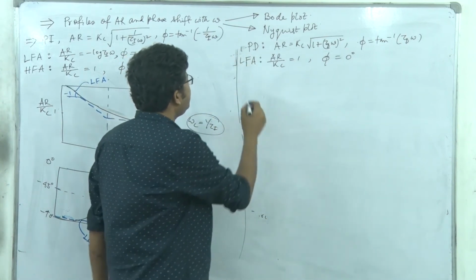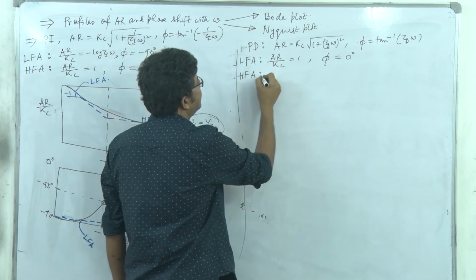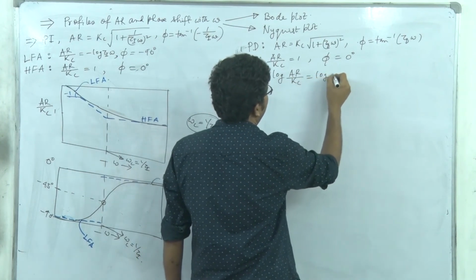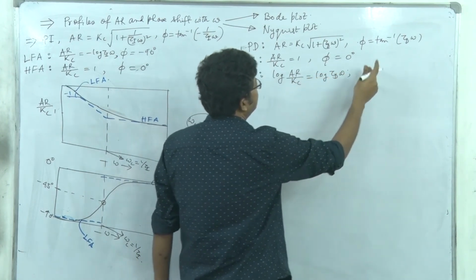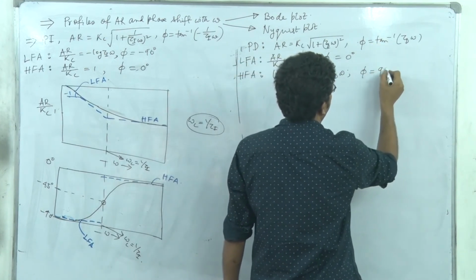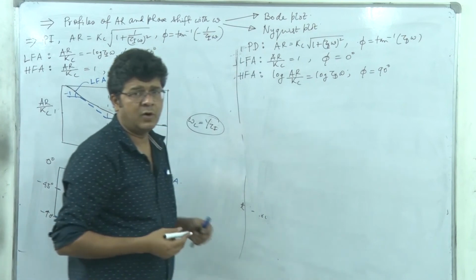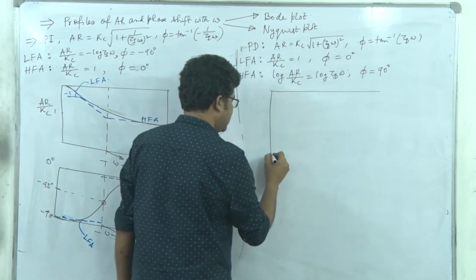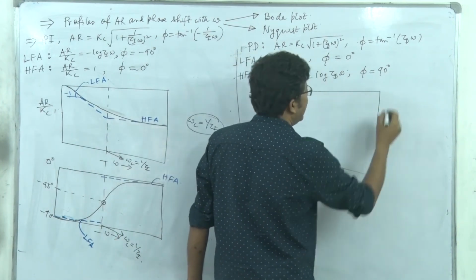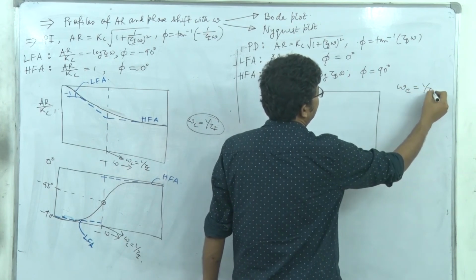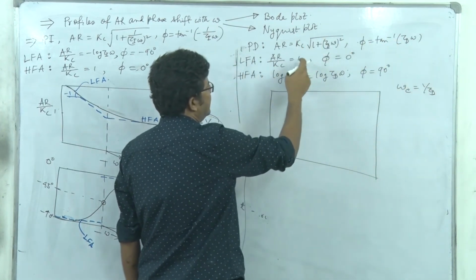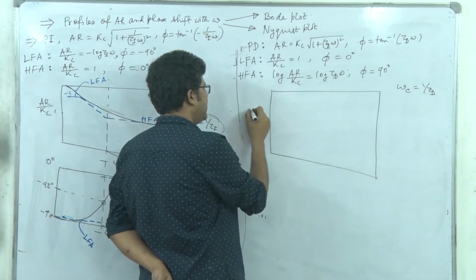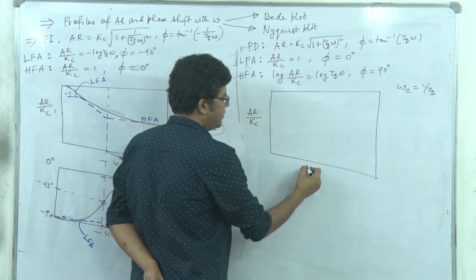Now HFA. HFA will be log of AR by Kc is equal to log of tau d omega. Right. And here phi is equal to 90 degree because the respective slope in the semi-log space will be 0. And corner frequency omega c will be equal to 1 by tau d. It's very obvious that AR by Kc, if you substitute here 1, tau d omega is equal to 1 and omega c will be equal to 1 by tau d. So this is AR by Kc, this is omega.